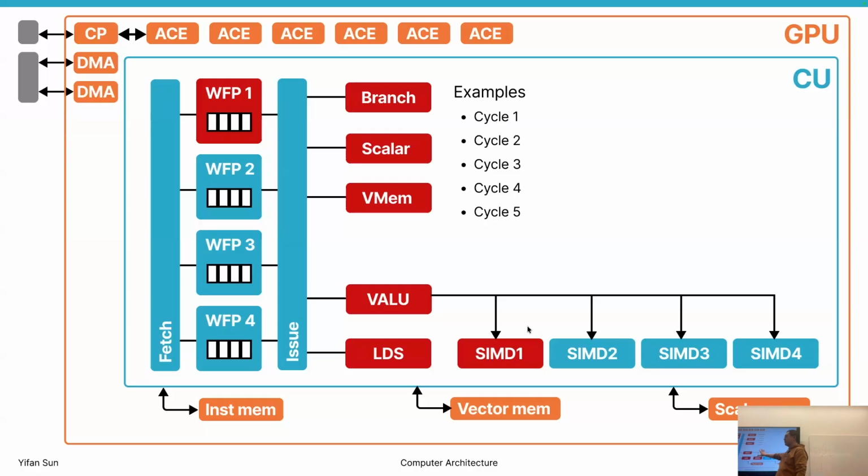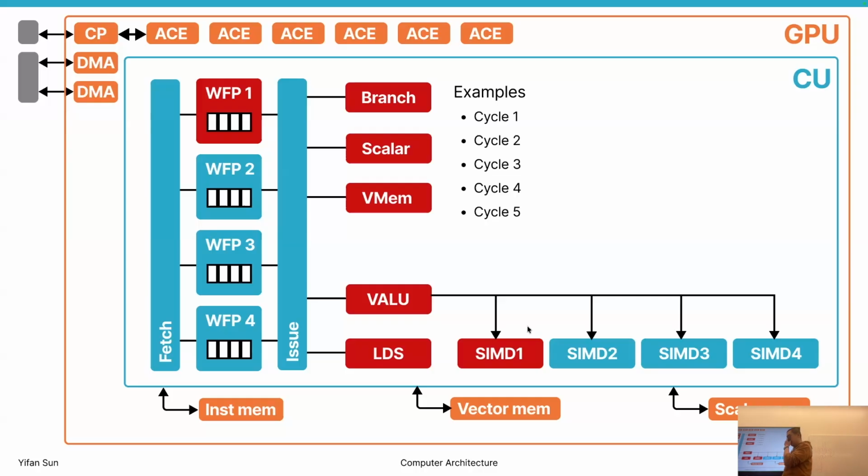But if you consider the die size or the resources we allocate to these units, branch and scalar can be pretty much ignored. They're very, very small. LDS is large, but there are many programs that don't use LDS. So we only care if an instruction can be issued to the VALU in every cycle. If it can issue to the VALU, we consider it successful. Other parts are not that important.